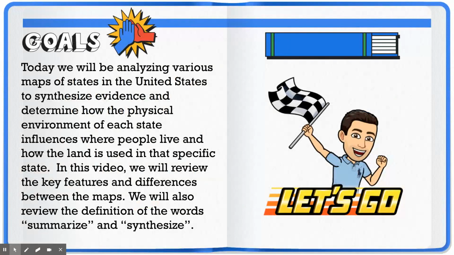Today, we will be analyzing various maps of states in the United States to synthesize evidence and determine how the physical environment of each state influences where people live and how the land is used in that specific state. In this video, we will review the key differences and features between the maps. We will also review the definition of the words summarize and synthesize. So let's get started.